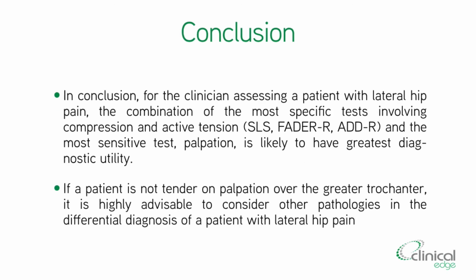So to sum it all up, if you're assessing patients that have lateral hip pain, you want to use a combination of your most specific tests that involve compression and active tension, like your single leg stance, resisted fader, and resisted adduction, and your most sensitive test, your palpation, and that'll give you your best diagnosis. So if they're not tender on palpation over the greater trochanter, you're really looking at something else besides gluteal tendinopathy, and you want to consider some other pathologies in that differential diagnosis.